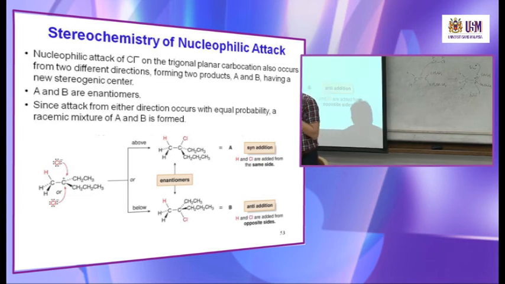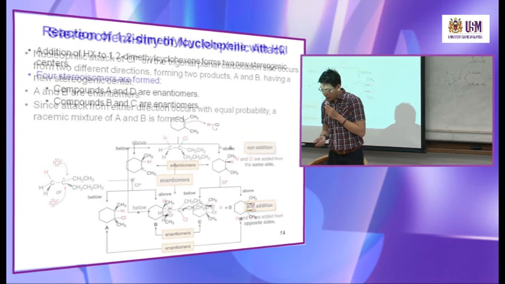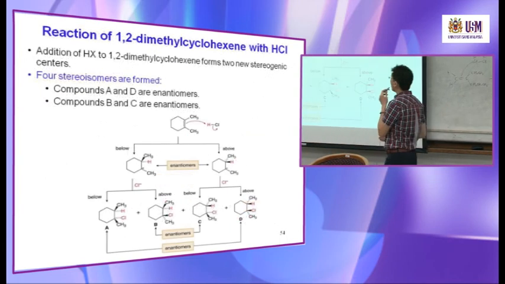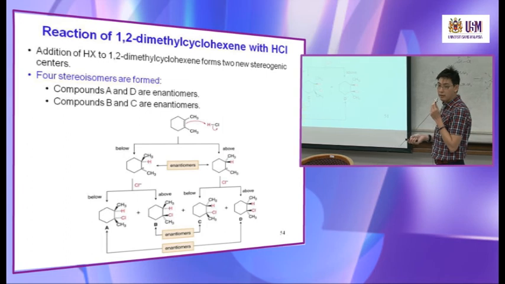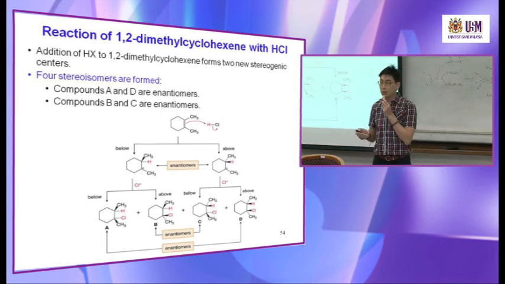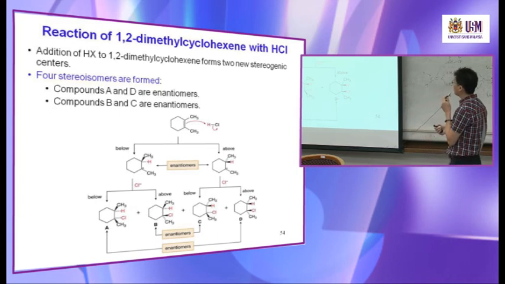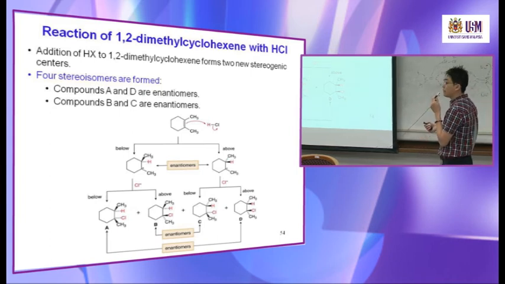Oh, this is slide 53. I have to finish more slides, because you have 80 slides. Okay, better be quick. The same thing happens. If you are able to understand the first example, you will be able to understand the second example. See here, in the cyclic structure, you have a double bond. In this case, they are symmetric. Can you see? They are symmetric. You have a methyl group here, and you have a methyl group here.